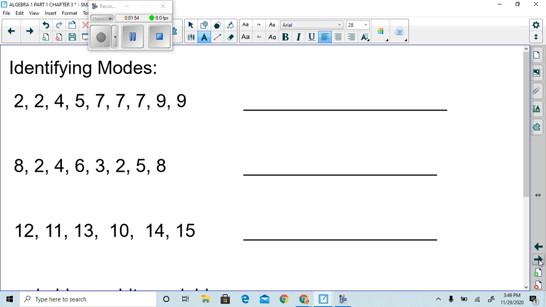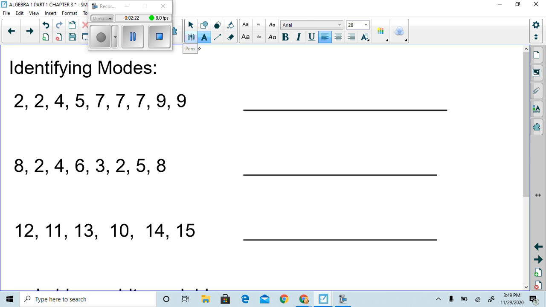So let's take these one term at a time, and let's just do this in isolation first. Let's identify modes. Again, modes are numbers that appear the most. We could have more than one mode, but remember, it's a number that appears the most. Can you tell what the mode is in this first set of data? There are 2 2s, 2 9s, but there are 3 7s, so my mode is going to be 7.